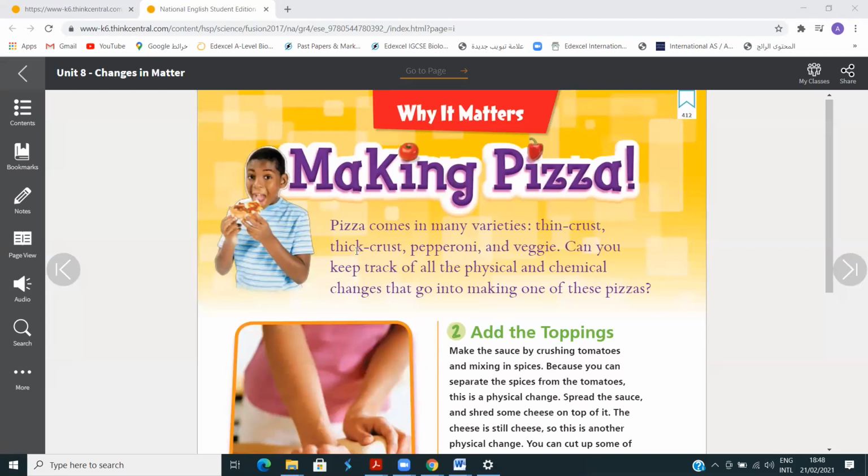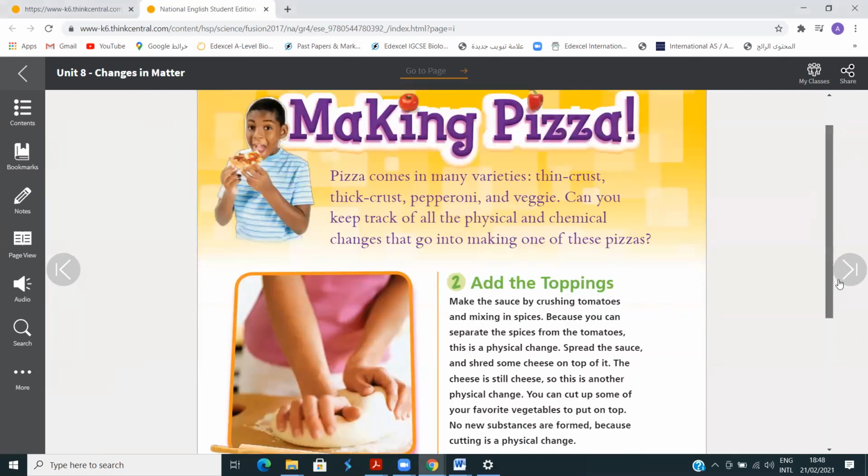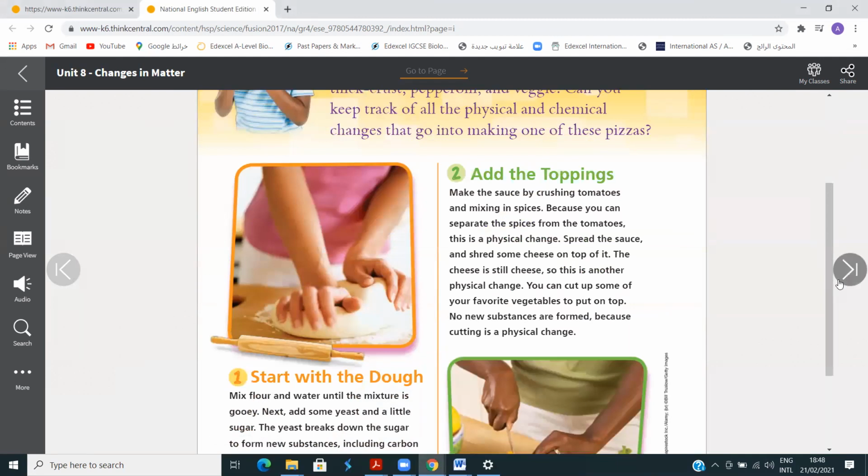Pizza comes in many types: thin crust, thick crust, pepperoni. When you add something, that's a physical change. When you make the sauce by crushing a tomato and mixing in the spices, this is a physical change. You spread the sauce, shred the cheese, cut it: that's a physical change.